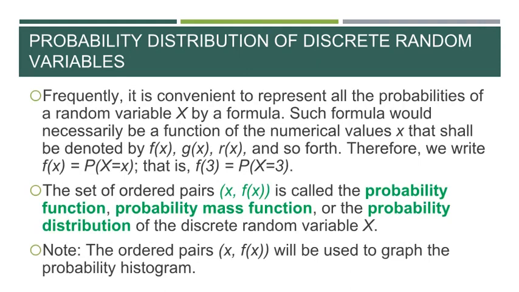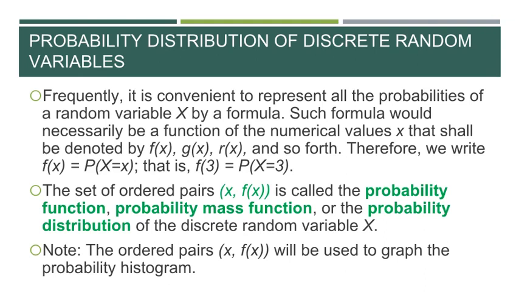Frequently, it is convenient to represent all the probabilities of a random variable x by a formula. Such a formula would necessarily be a function of the numerical values x that shall be denoted by f as a function of x, or read as f of x, g of x, r of x, and so forth. Therefore, we write f of x equals P of the random variable x equals lowercase x. Say for example, if we want to know the probability of the random variable x when it is equal to 3, we denote f of 3 equals the probability of x equals 3. The set of ordered pairs x and f of x is called the probability function, probability mass function, or the probability distribution of the discrete random variable x.